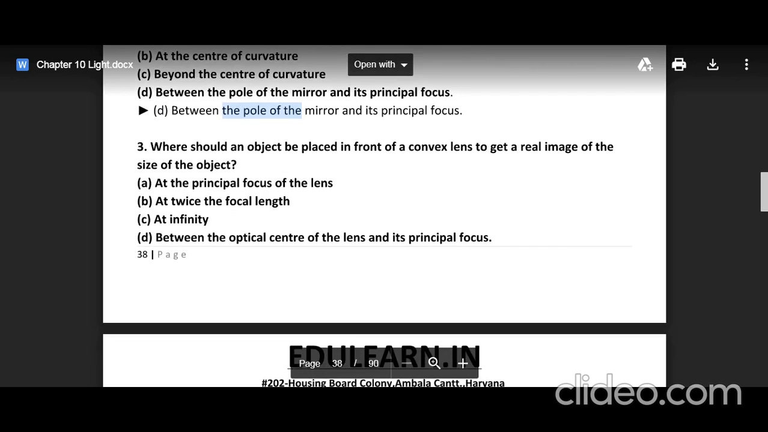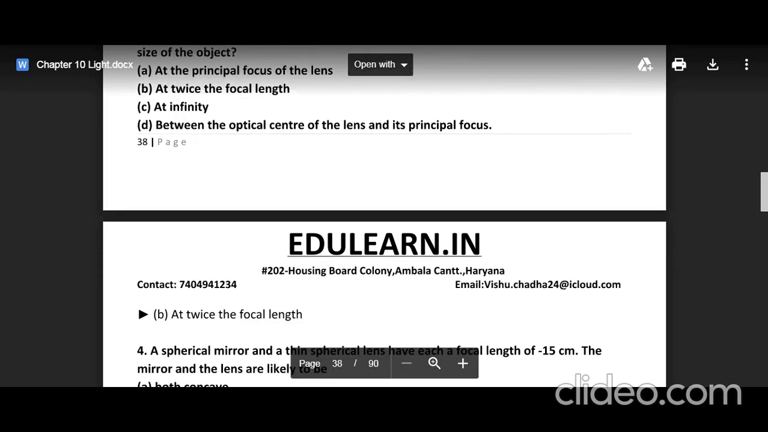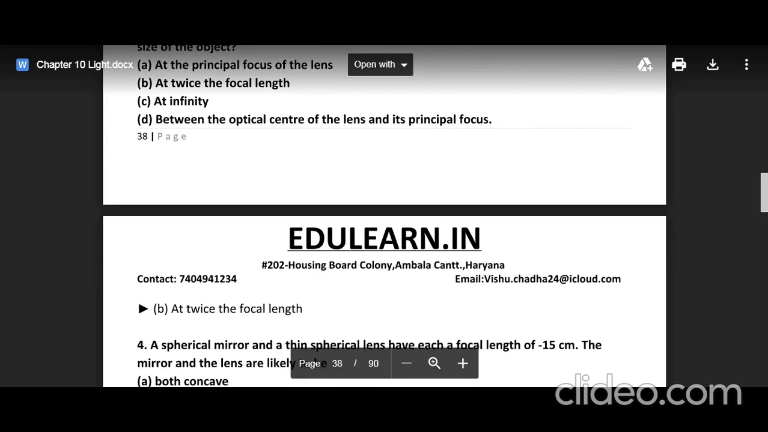Where should an object be placed in front of a convex lens to get a real image of the size of the object? So where should we place the object so that a real image is formed? It is at twice the focal length, that is at 2f, right? You can go through the cases once.